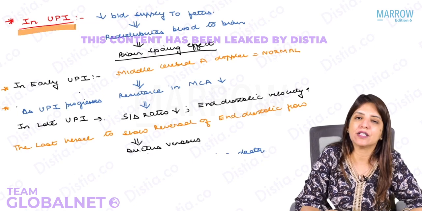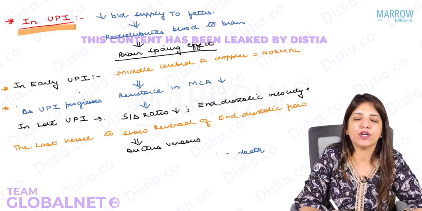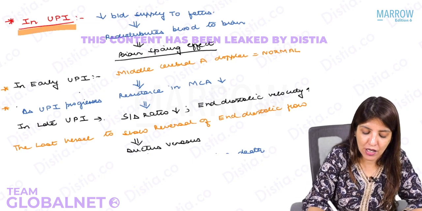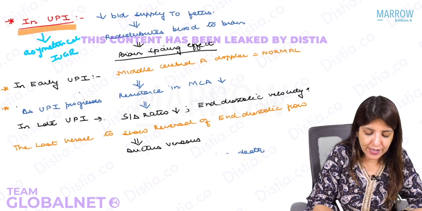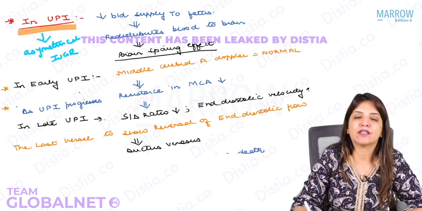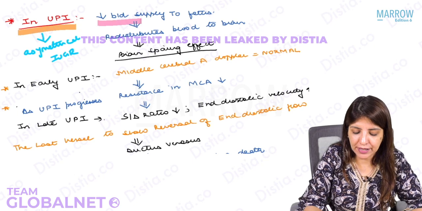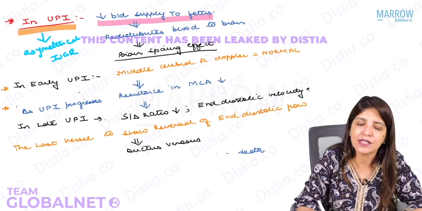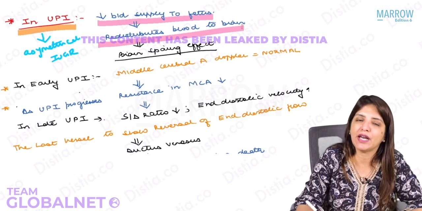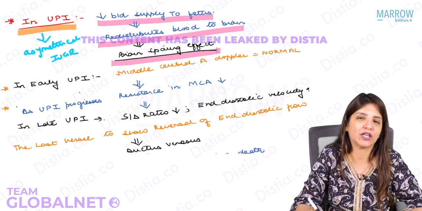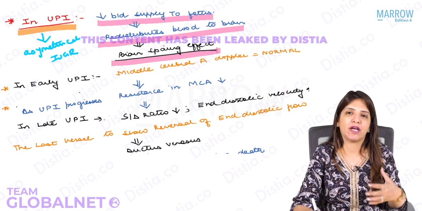Now, in uteroplacental insufficiency, what happens? As I told you, it leads to asymmetrical IUGR. Right? There will be decreased blood supply to the fetus. And what is the fetus going to do? It is going to redistribute the blood to the brain, and that is called the brain sparing effect.